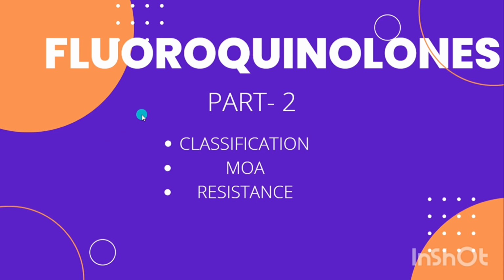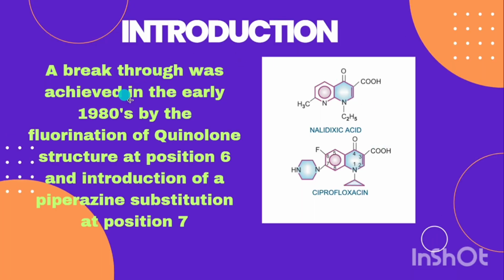In this video of fluoroquinolones part 2, we are going to see about the classification, mechanism of action and resistance of fluoroquinolones. So the fluoroquinolones were discovered in the 1980s and this was a breakthrough in the achievement of antibiotics. Fluoroquinolones were discovered by fluorination of the quinolone structure at position 6 with a fluorine moiety, as well as the substitution of the 7th position with a piperazine ring.